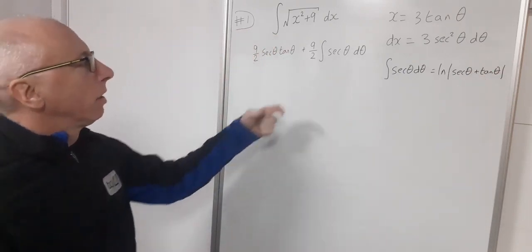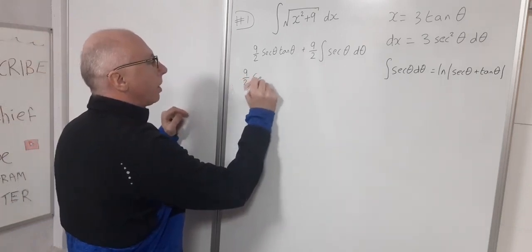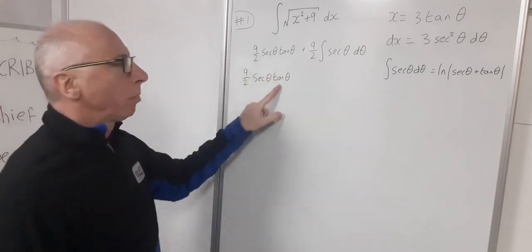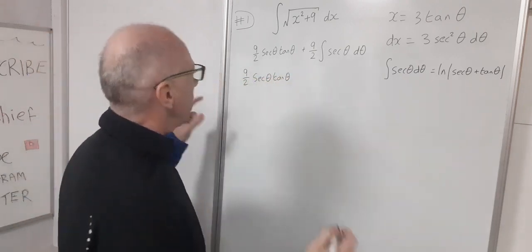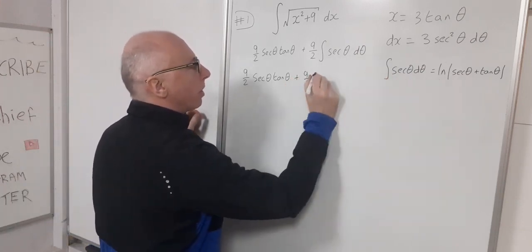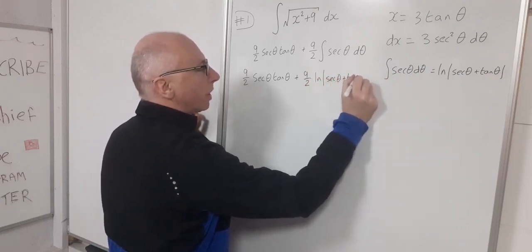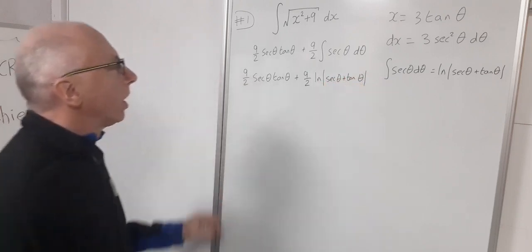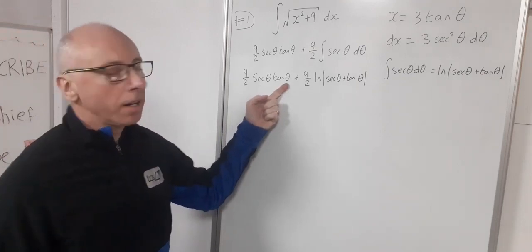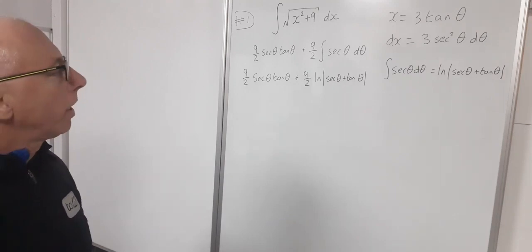Okay, so now let's plug that all into here. So now I've got 9 over 2 secant theta tangent theta. So here I've got them multiplied, here I'm going to have them added. Sometimes that's just how it goes. 9 over 2 times the natural log of secant theta plus tangent theta. Okay, now I'm not ready for my plus c yet because I'm still in the theta world at the moment. So I'm going to bring it back to the x in a little while.